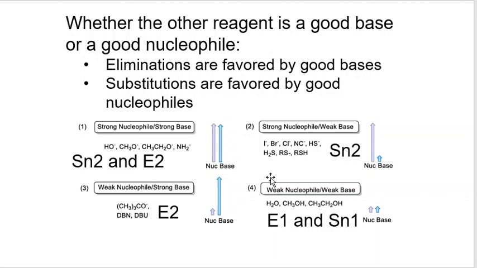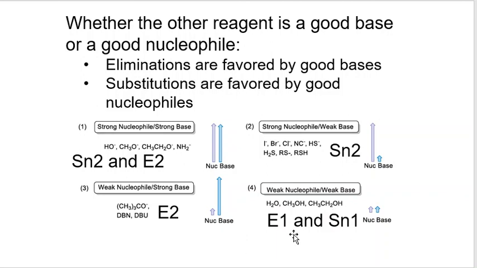So you can also have E1 and SN1 when you have the weak nucleophile and weak base. This is sort of the opposite situation here. So when everything is weak, that nucleophile or that base isn't really going to do anything until the leaving group leaves. So the leaving group has to leave, forming the carbocation, then the base or the nucleophile will come in. But the weak ones are very patient. They'll just wait for that carbocation to form.